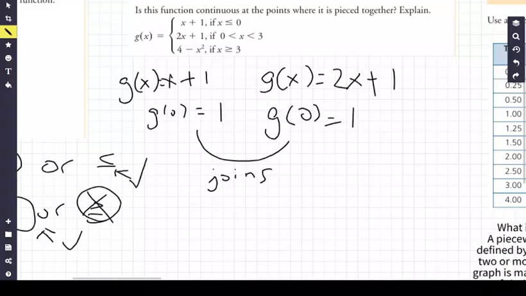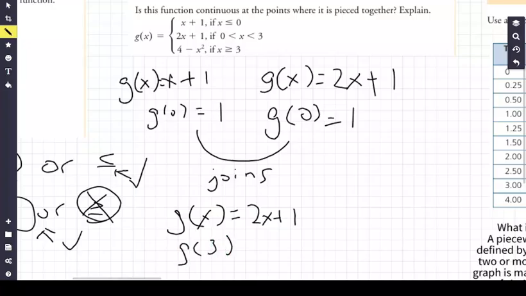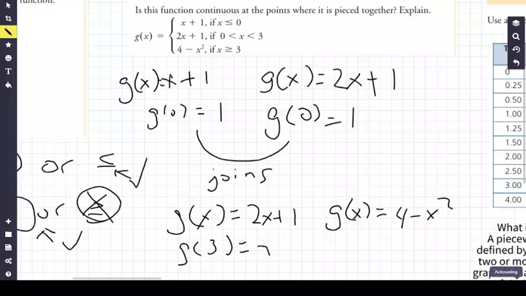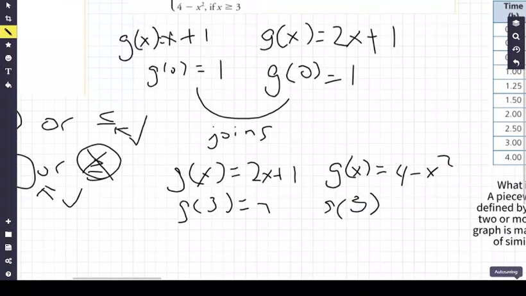So 2x plus 1. So where's the second joining part? It's x equal to 3. So g of x is equal to 2x plus 1. And then we want to see what happens at x equals 3. So we'll have 6 plus 1, 7. And then let's see this part. g of x is equal to 4 minus x squared. So 3 squared, so g of 3, we'll have 3 squared, which is equal to 9. So 4 minus 9 is negative 5.